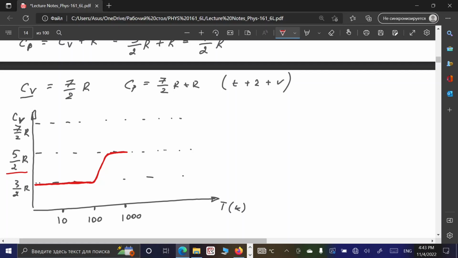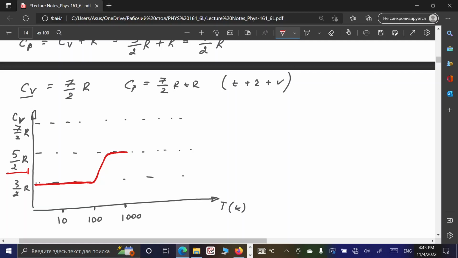So in this temperature range, we should take into account both translational and rotational motion. Obviously, that makes us increase the degrees of freedom from 3 to 5. And the molar specific heat capacitance at constant volume will be defined now as 5/2 times R.